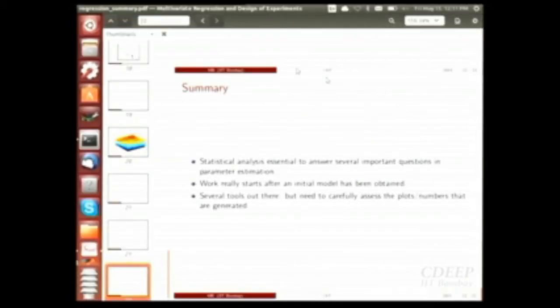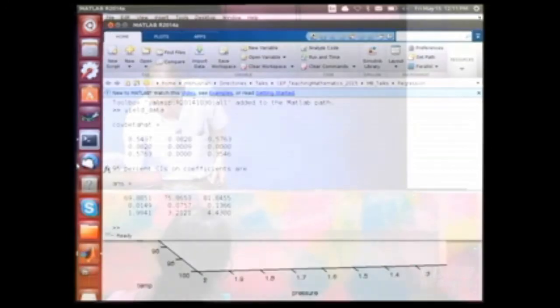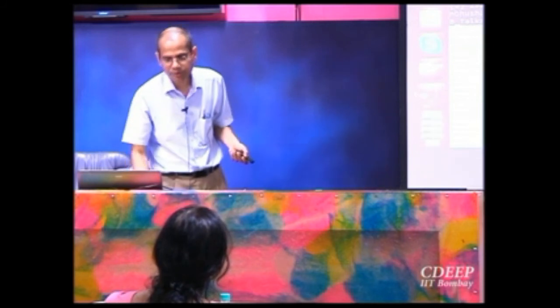With this, I'll move over to the next topic, which is on design of experiments. So are there any questions on this? Yeah.